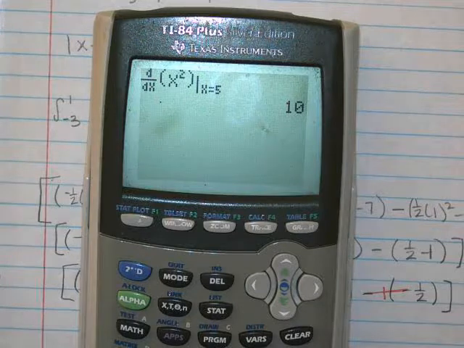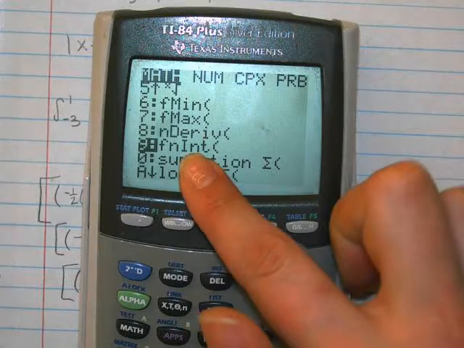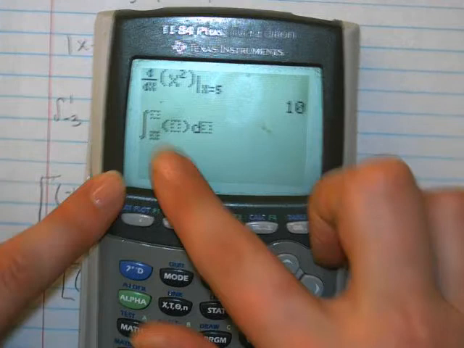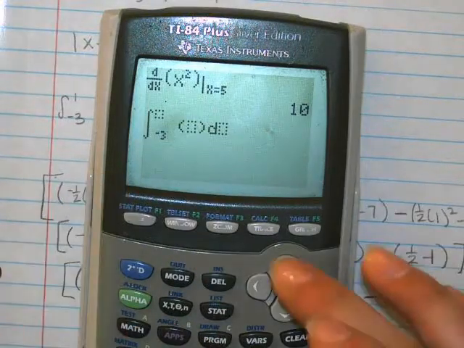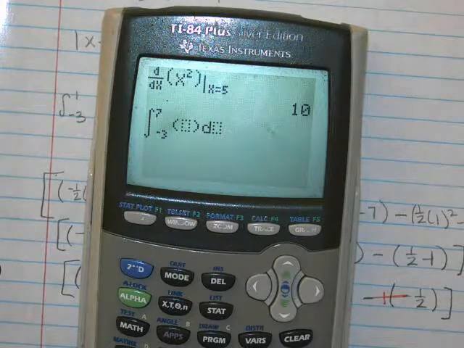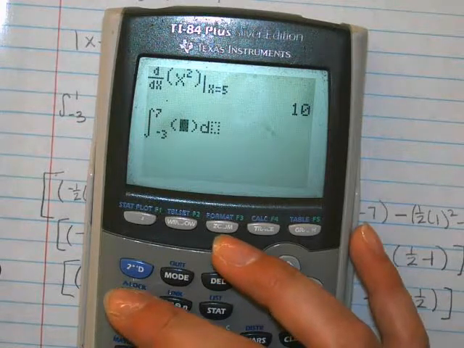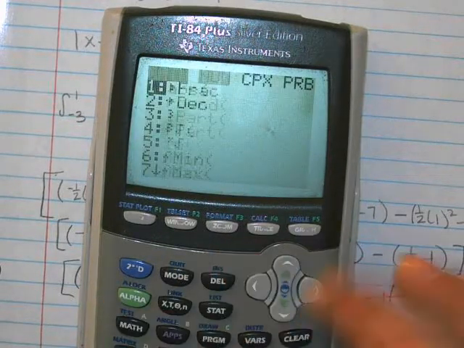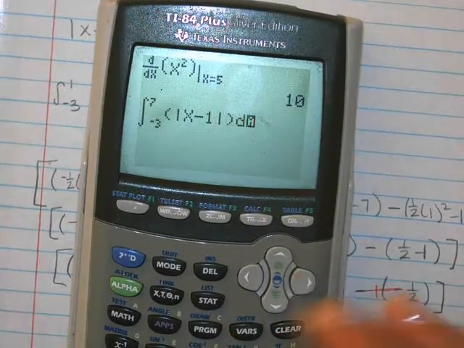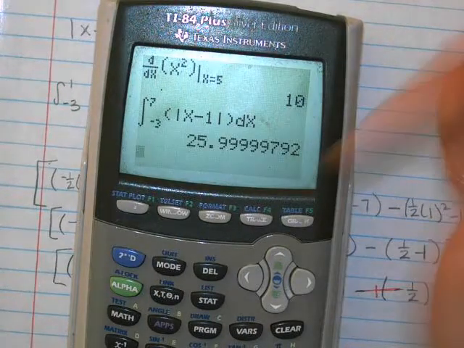But if you hit the math button and you go down one further, then you can integrate the same way, where you can just type it on your screen. So we're going to integrate this time. The lower bound is -3. The upper bound is 7, so you hit the math button, number 9, math 9. And then we're going to hit math, go over to num, and use absolute value, x minus 1 dx. And then it gives us the same answer.